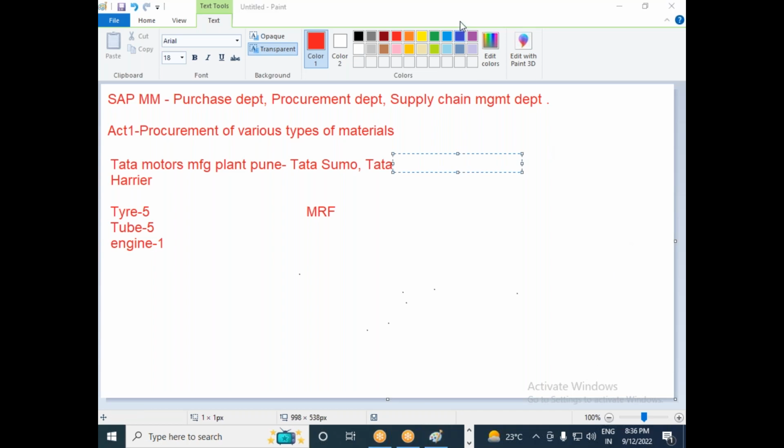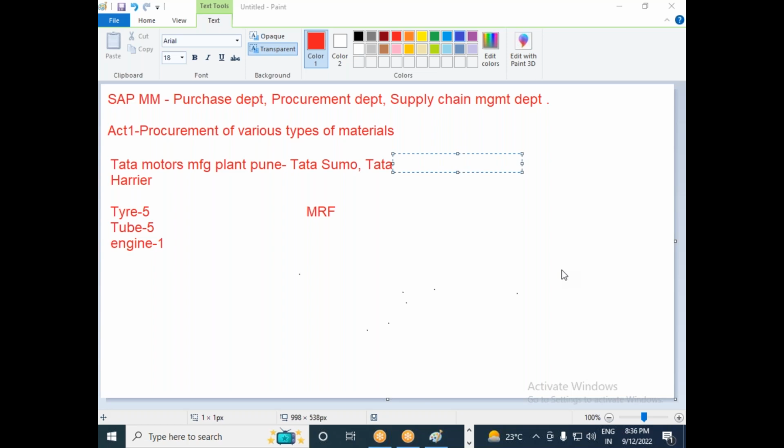So what's the difference between S4 HANA and cloud? That will take time. This is the only demo session we are going to have. If I explain what is S4 HANA and what is cloud now, then other people will get confused.